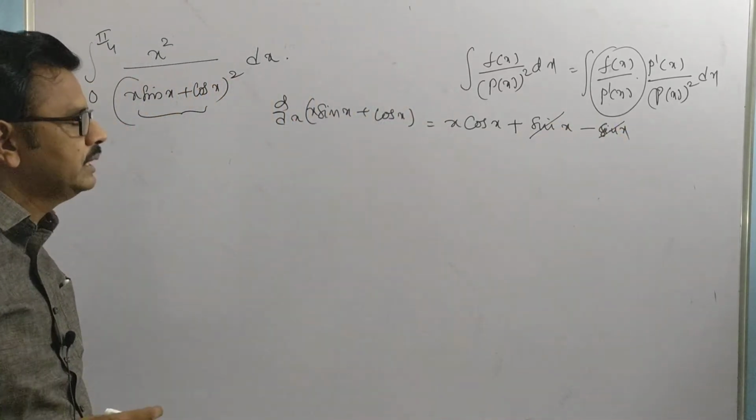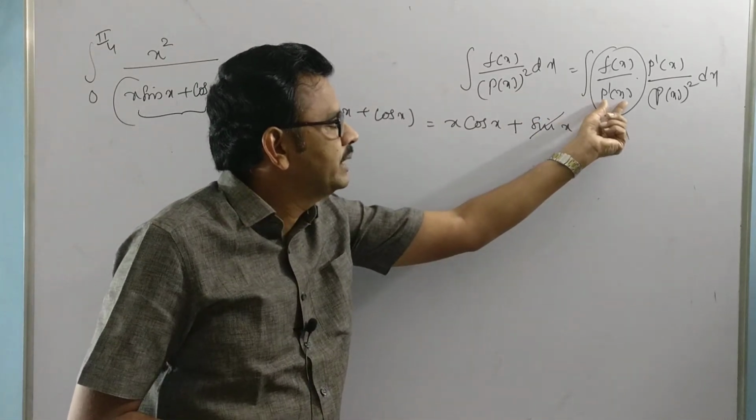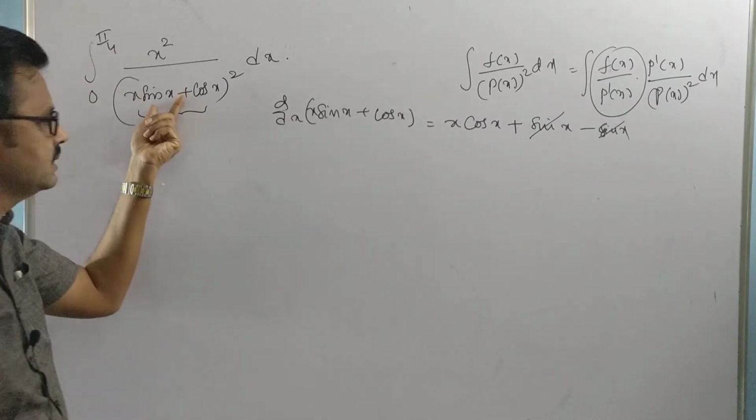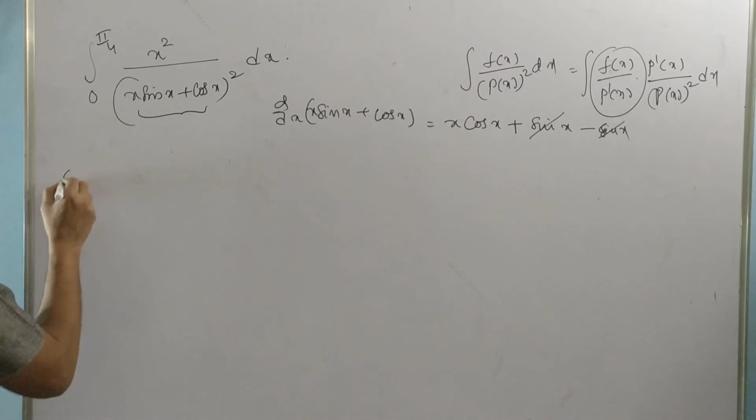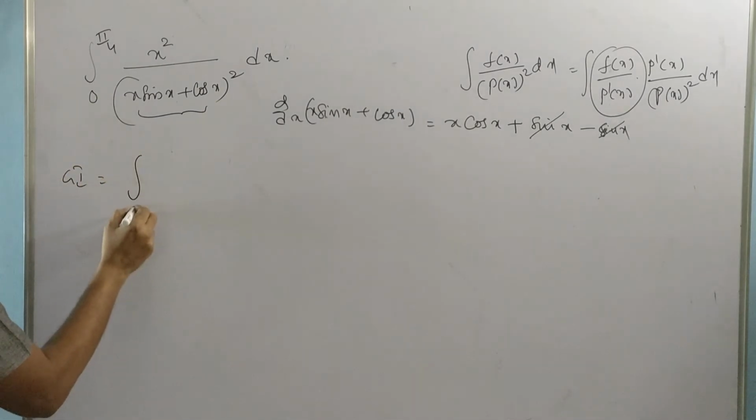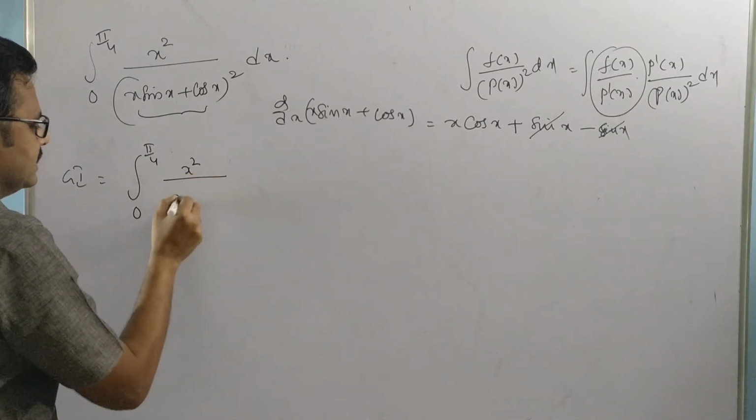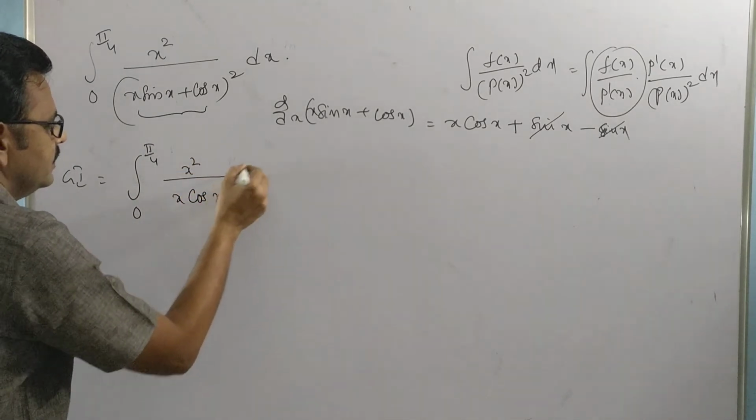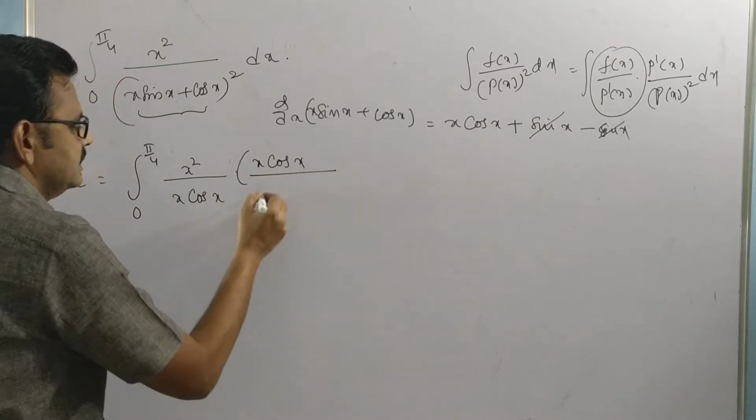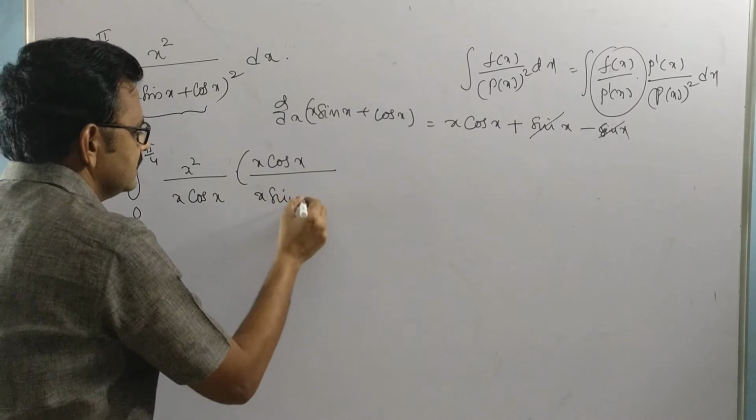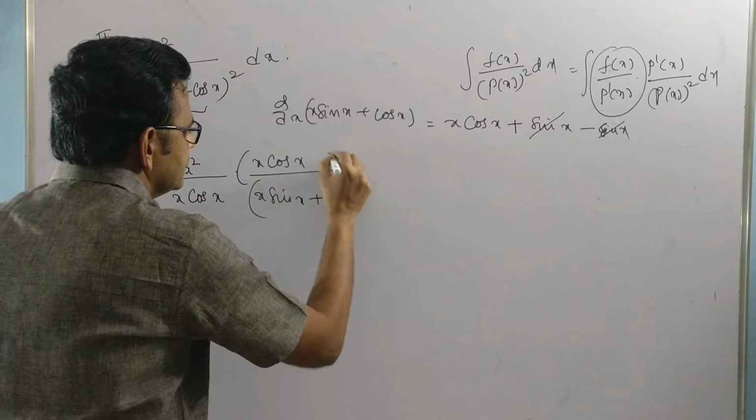Now we are multiplying and dividing by x cos x. p dash of x means what? So this is p of x, its derivative is x cos x. Therefore this given integral is integral 0 to pi by 4 x square by x cos x into x cos x by x sin x plus cos x whole square dx.